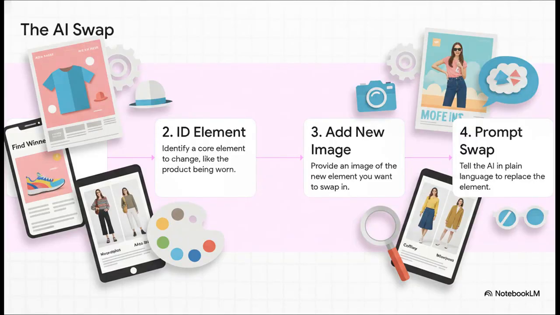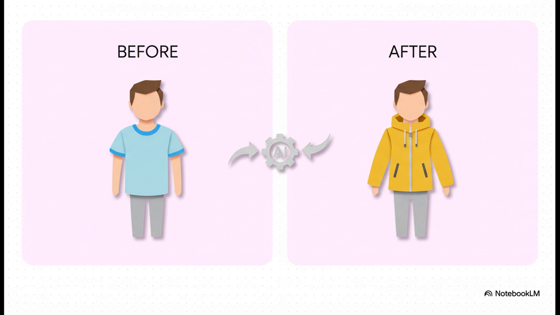And once you've found that golden goose, the process is so simple it's almost silly. You just pick one element you want to change. Maybe it's the product they're wearing, maybe it's the color of something. You give the AI an image of the new thing, and then you just tell it in plain English, hey, swap this for that. And boom, just look at this result. It's wild. On the left, you've got the original winning ad. On the right, the AI-generated version. It is the same model, the same pose, the same lighting, but he is now wearing a totally different product. The AI understood the context and made a nearly perfect swap, creating a brand new ad variation in literally minutes.